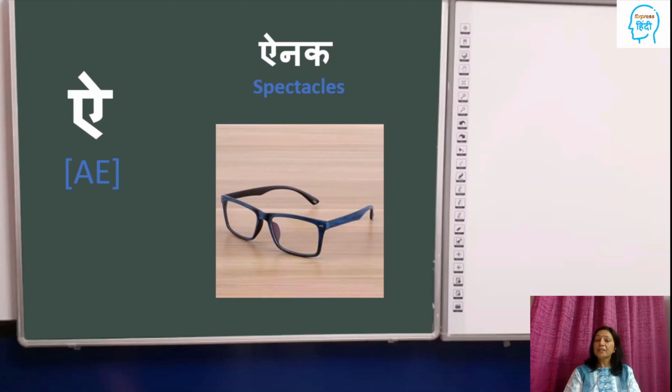Listen carefully. This is I. An example is Inak. Inak. These are called spectacles in English. Now come to the next one.